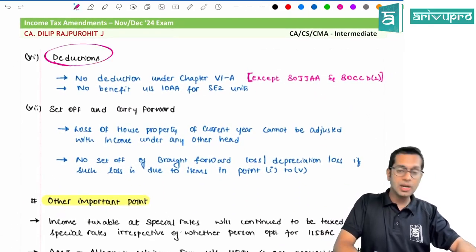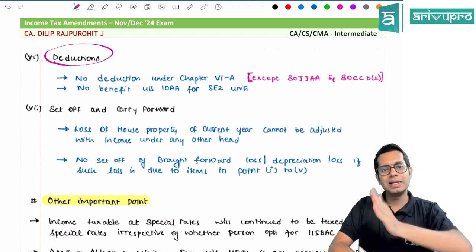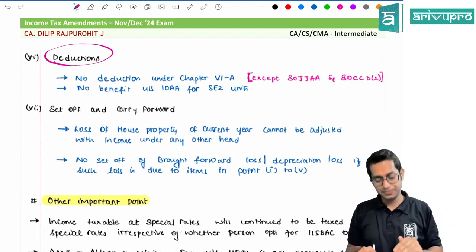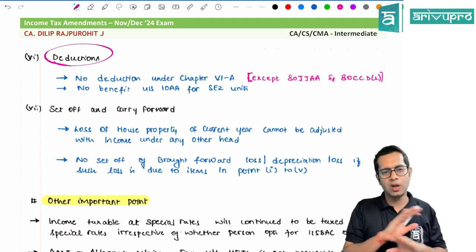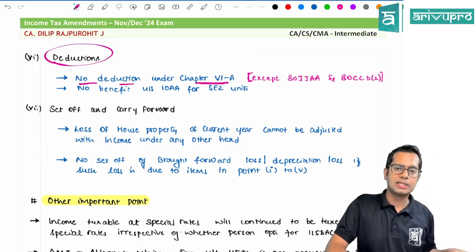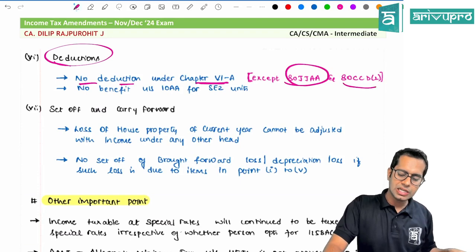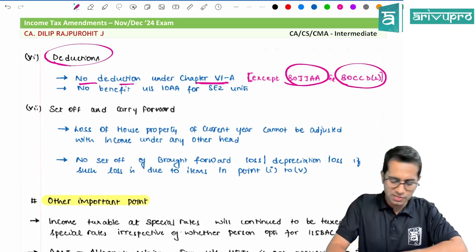And deductions, you remember deductions, chapter 6A deductions, 80C, 80CCC, 80D, 80E, all these deductions which are there, they will not be given to you. No deduction will be given to you under chapter 6A except 80JJAA and except 80CCD(2). Only these two deductions will be given.